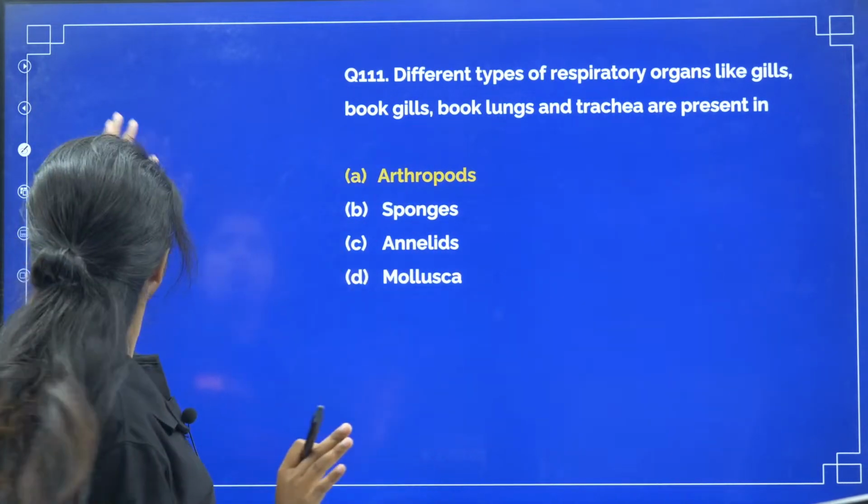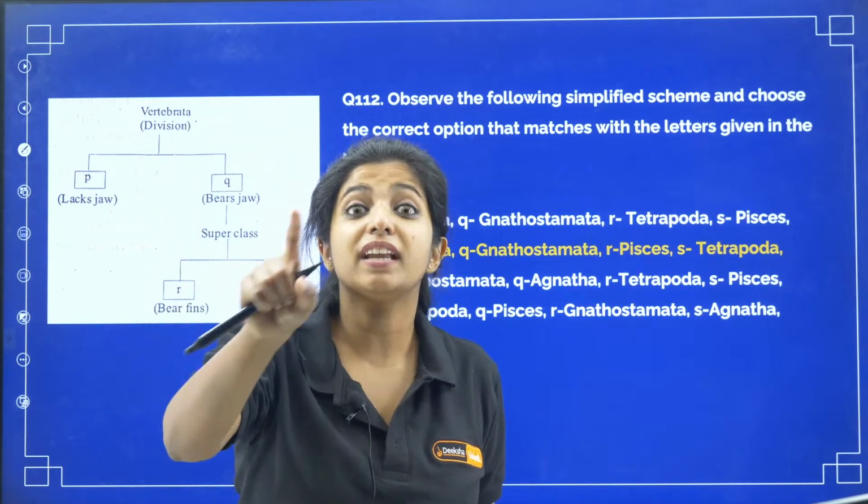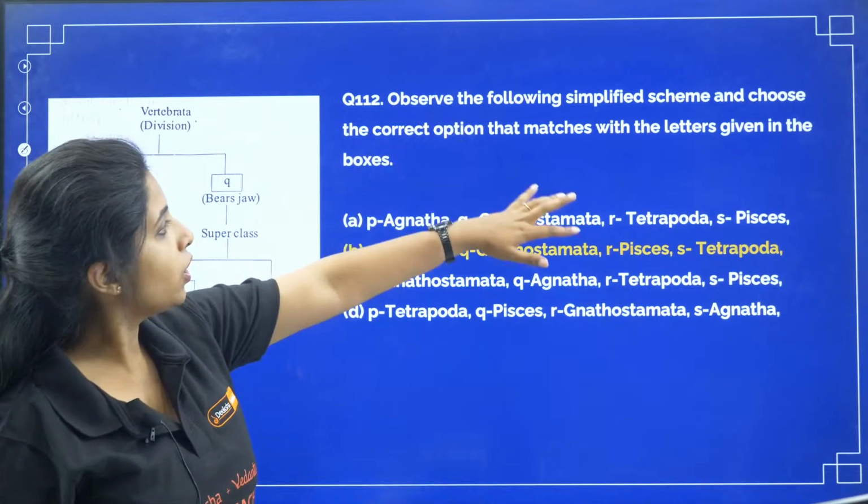Okay, so it is arthropods. Now going ahead, one more thing. Where do you find radula, the rasping organ? That is found in Mollusca. Now observe the following and tell the scheme.